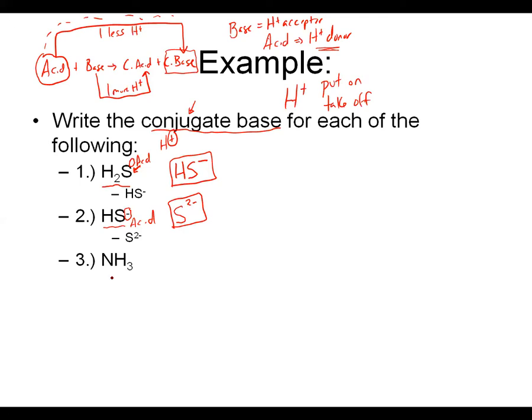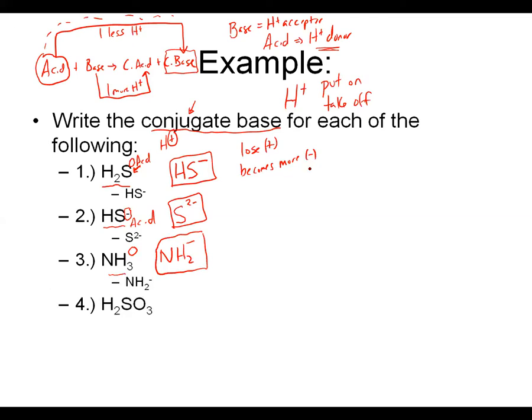Continuing on with this thought process, this being an acid means just like the other ones, we're going to remove an H plus, and that's going to leave us one nitrogen and two hydrogens. Here it does not have a charge, but when we remove the plus, it's going to become negatively charged. So when you lose the plus, it becomes more negative. And I think we might have one more here.